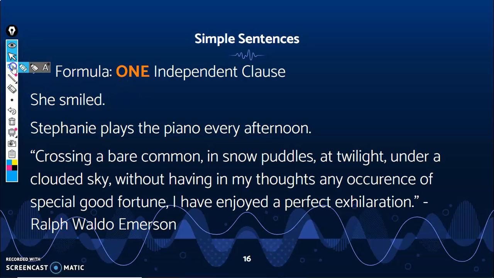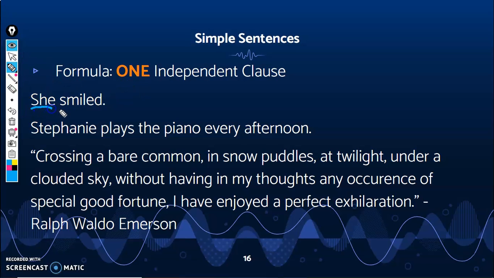So looking here at our examples, we have: She smiled. We have our subject, we have our verb. It has everything we need. Stephanie plays the piano every afternoon. Noticing here we have subject, verb, and modifiers, but it doesn't need more information.